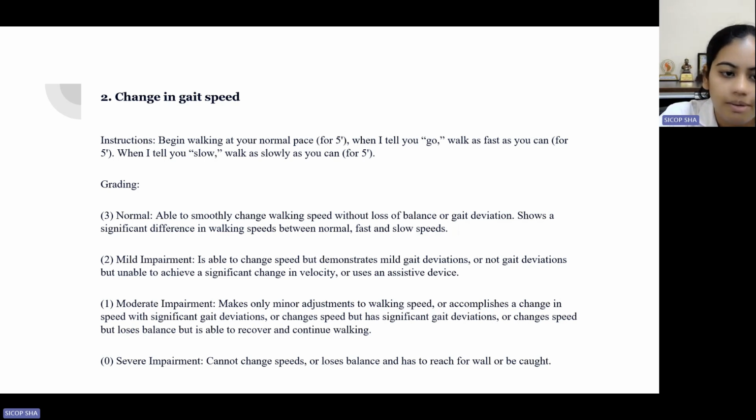First is moderate impairment. It makes only minor adjustments to walking speed, or accomplishes a change in speed with significant gait deviations, or changes speed but loses balance but is able to recover and continue walking. While 0 is severe impairment, that it cannot change speeds, or loses balance and has to reach for the wall or be caught.